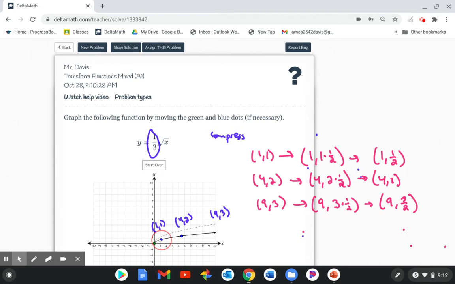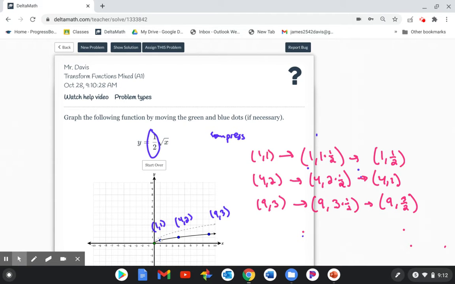This first one, if we try to move it to a half, it's a little hard to be 100% accurate. And if you're not 100% accurate, then it will tell you that you're wrong. So I think you can do it on this one. You can see it's at 1/2, but I would just double check these other ones. (4, 1), that looks good. And then (9, 3/2), that looks good as well. So we should be good with that submission.